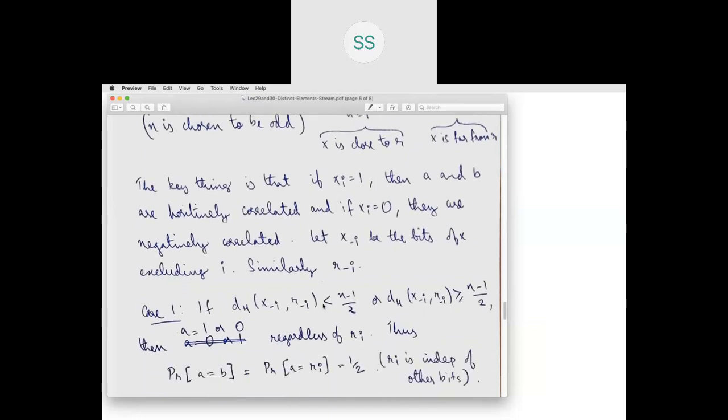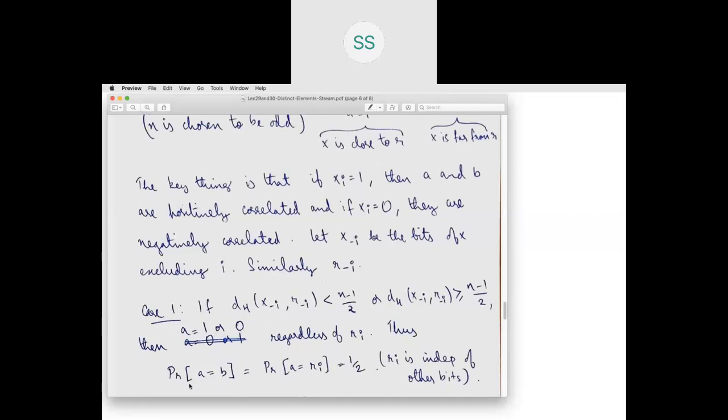So the point is, in this case, the Hamming distance is lower than the half, and even if xi and ri add 1 to the Hamming distance, it will still be lower than the half. And in this case, it is higher than the half. Even if xi and ri don't contribute, it will still be higher than the half. So xi is fixed by the input. Ri is going to be randomly chosen. So it doesn't matter what ri is going to be. The value of A is already decided regardless of what ri is.